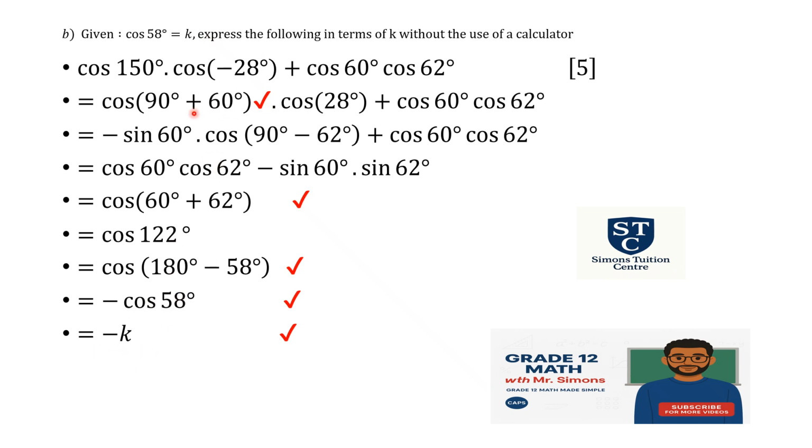So 1 mark for 90 plus 60. Another mark for reducing using the cos compound angle. 1 mark for reduction. Proper value. Correct substitution. 5 marks.